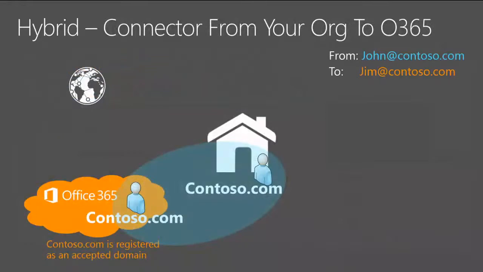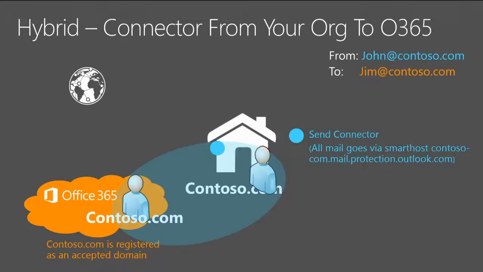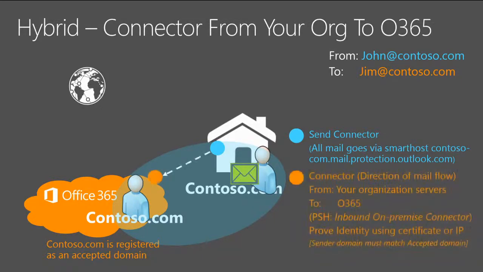I'll also talk about John trying to send mail to Jim. So this is John on premise trying to send mail to Jim. When you have mail coming from your organization to Office 365, you need to set up a send connector, informing your org that all mail is going to contoso-com.mail.protection.outlook.com, followed by a connector on our side, which basically says, hey, this is accepting mail from your organization to Office 365.